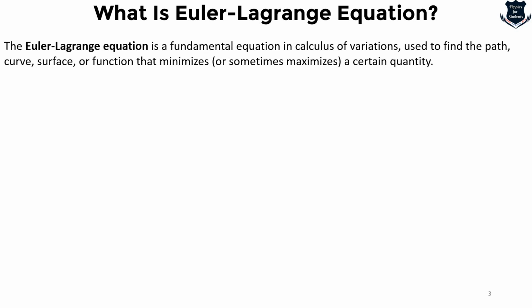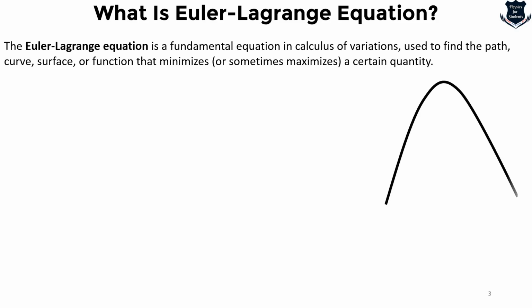So the definition tells that the Euler-Lagrange equation is a very fundamental equation. It is used in the calculus of variations and it is used to find the path, curve, surface or function that minimizes or maximizes a certain quantity. Now what this quantity is, what it minimizes and maximizes, we will come to that part later.